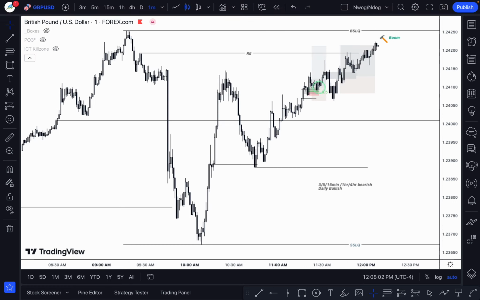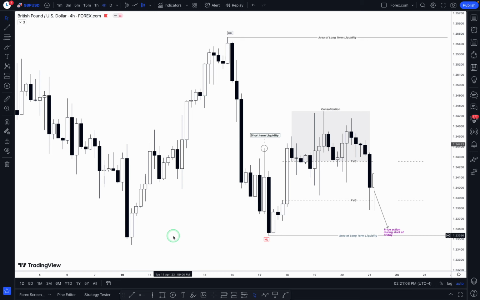Initially, the trade provided me with some profits, however, price came back and dropped into this fair value gap. This gave me the opportunity to enter another trade using this fair value gap and this order block that was formed. Always begin our analysis on the 4-hour chart.